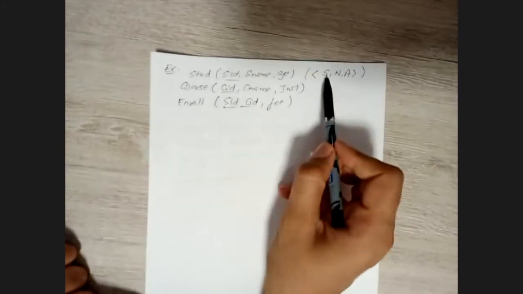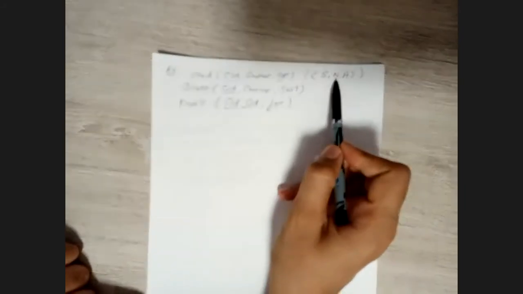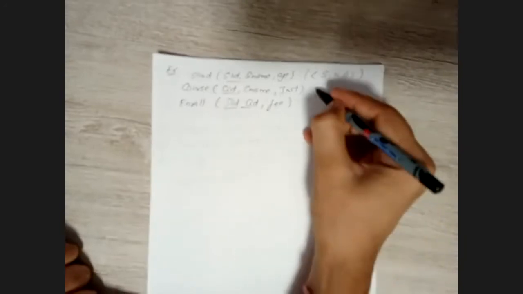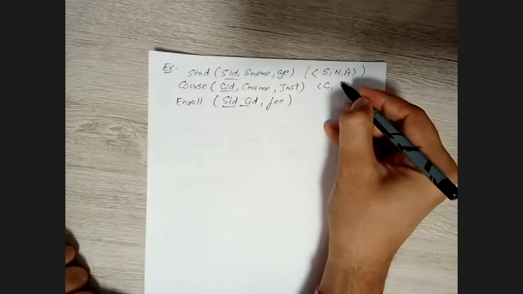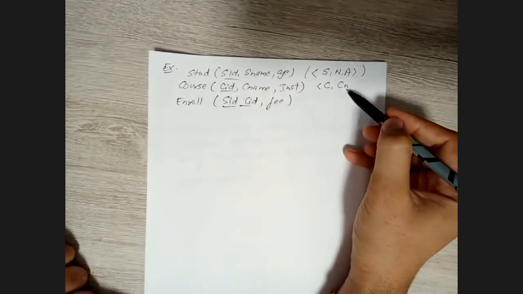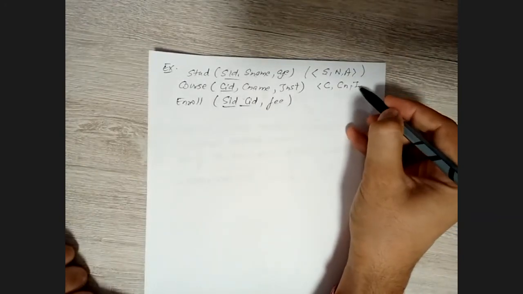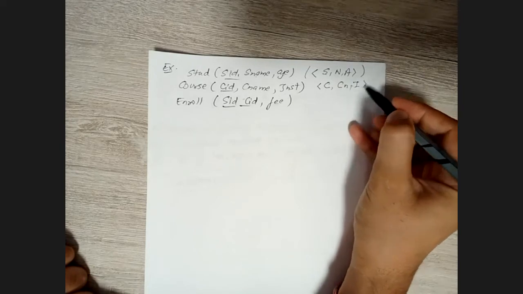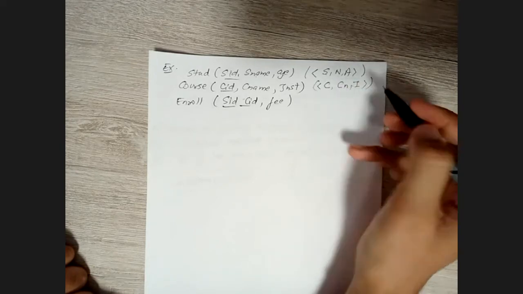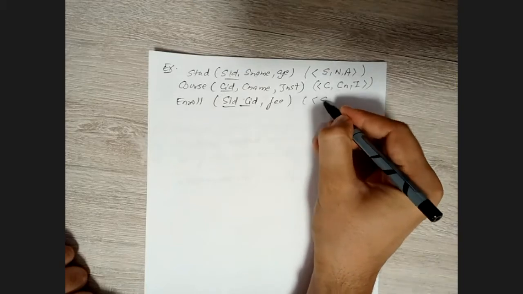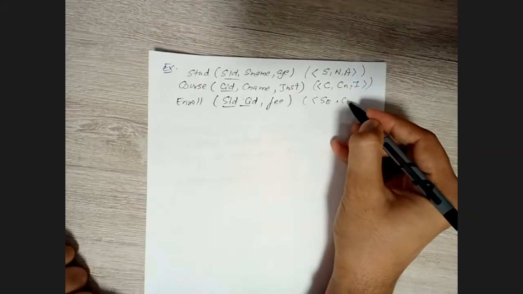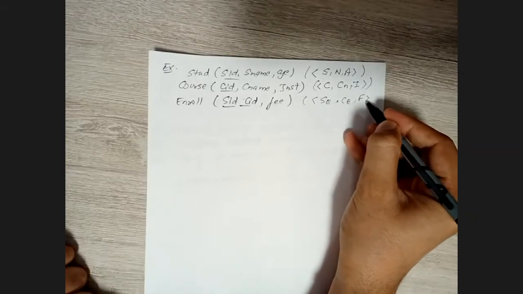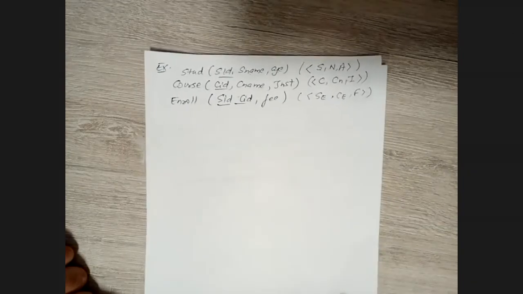It means SID will be pointing as name, capital N and capital A for age. In the same way, let's say C for CID and C name, you can give any name of your choice. Probably I'm giving CN here, and then capital I for instructor, right? And for this part, let me give SE, that is SID for enroll, and C, E, and let's say capital F. Right? These are the names that I have given, for example.